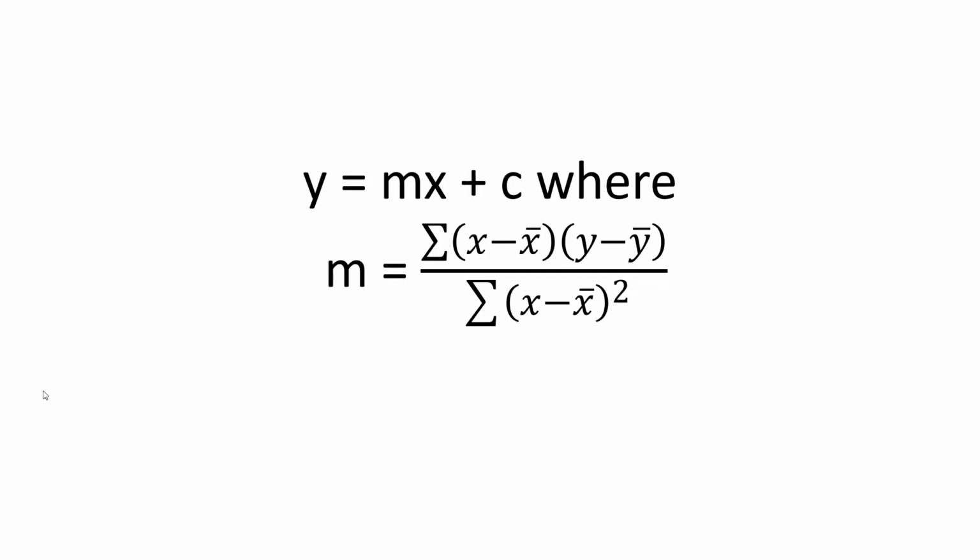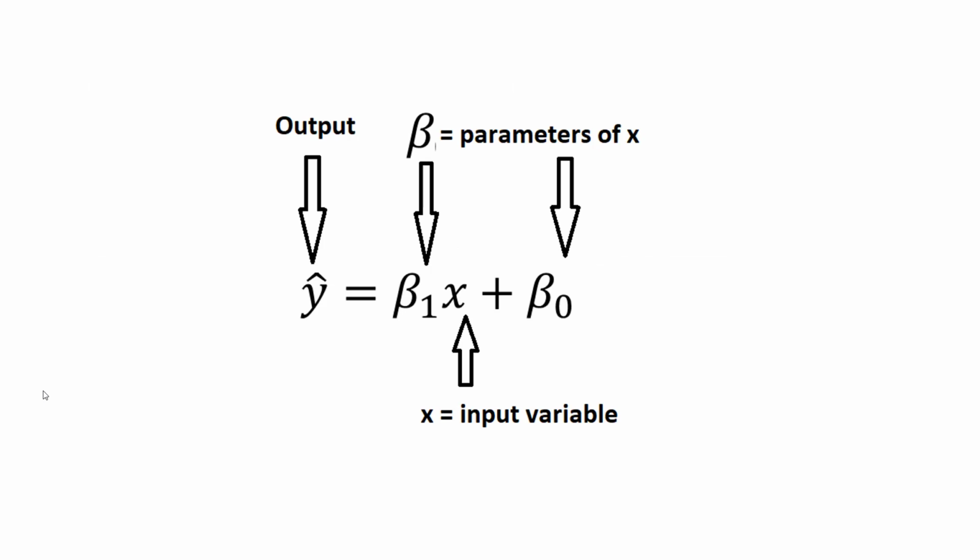In terms of representation, this is a common formula used for the denotation of simple linear regression. We have y hat equals beta 1 x plus beta naught. Beta is basically the parameter of x, whereas x is the input variable. Usually we will find the beta 1 and then we will calculate to find the beta naught. Now I know this is getting confusing, so let's use a different representation, which is absolutely right.